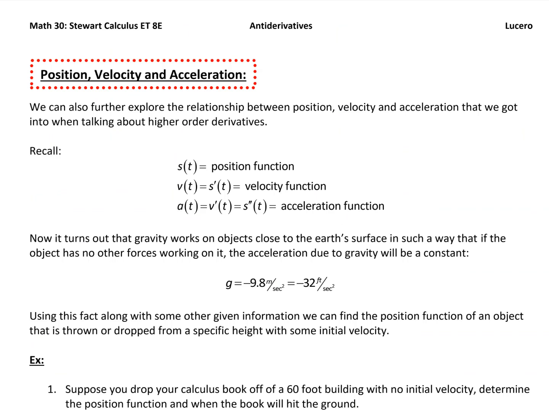So now that we've had some practice with antiderivatives, let's talk about a very specific application of antiderivatives, and that is our connection between position, velocity, and acceleration. We've worked with these relationships through taking derivatives, s of t being our position function. Take the first derivative and you have the velocity function. Take the second derivative, or the derivative of the velocity function, and you have the acceleration function.